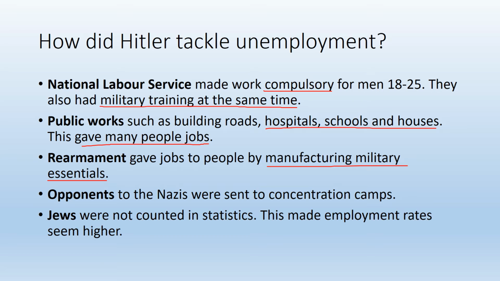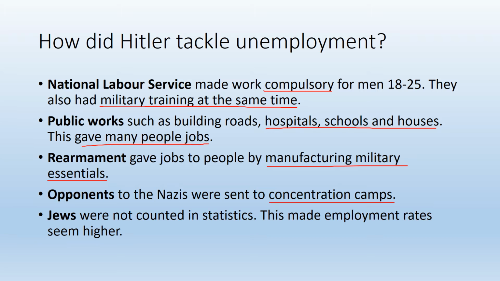All of these things were being manufactured for the military. Oftentimes, clothing companies converted their factories from making jumpers and trousers for school uniforms into making tunics and trousers for soldiers. Opponents of the Nazis were sent to concentration camps. Pretty self-explanatory. Anyone who stood up against the Nazis and was not willing to follow the rules would be sent away.